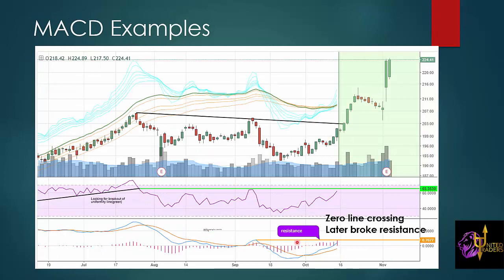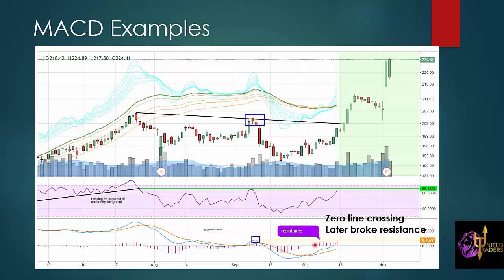Okay, another one here. So here we have a zero crossing occurring, and we move higher. Now, notice I said this was resistance right here. Why did I say that this was resistance? Because the last time that we tried to move higher was right here. The MACD got rejected at this point of contact right here, right? So not only do we have a resistance line on the candlestick patterns, I would also say, hey, last time we tried to move higher, MACD got rejected at this point, so I may draw a resistance line right here.